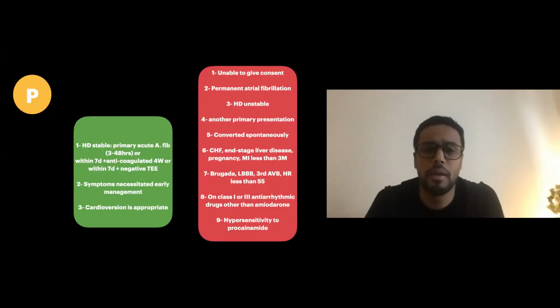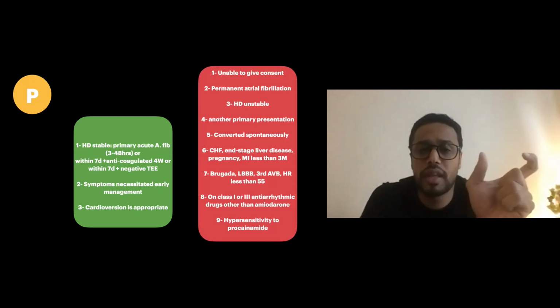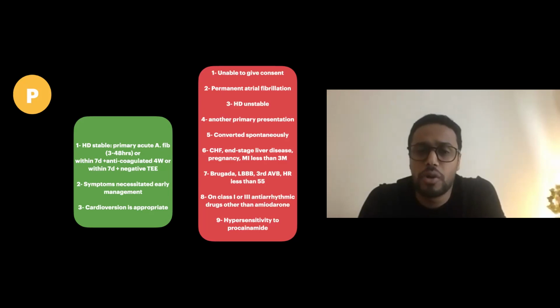Basically their inclusion criteria was any hemodynamically stable patient with primary acute atrial fibrillation lasting more than 3 hours and less than 48 hours. Also, if those patients had their atrial fibrillation within 7 days and they were on anticoagulation medication for at least 4 weeks, or it was within 7 days and they had a negative TEE. Of course, those patients should be symptomatic enough to receive the treatment, and cardioversion was an appropriate option.